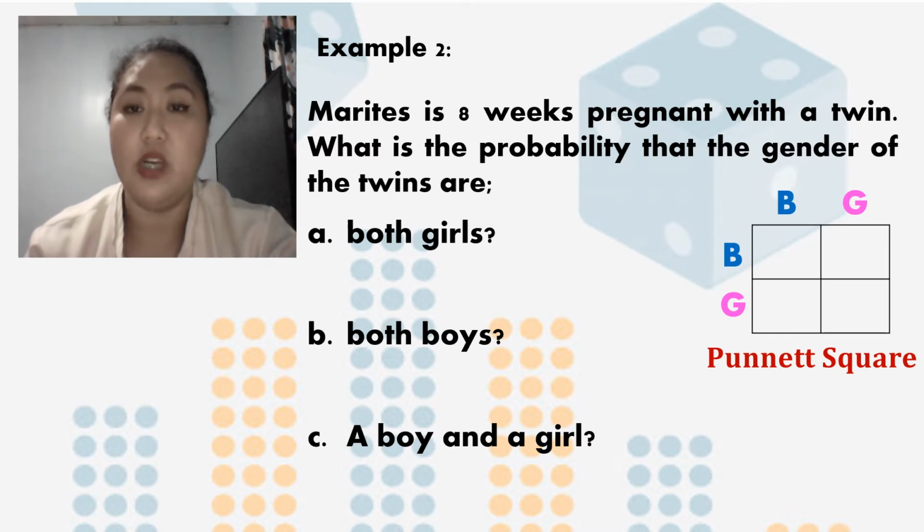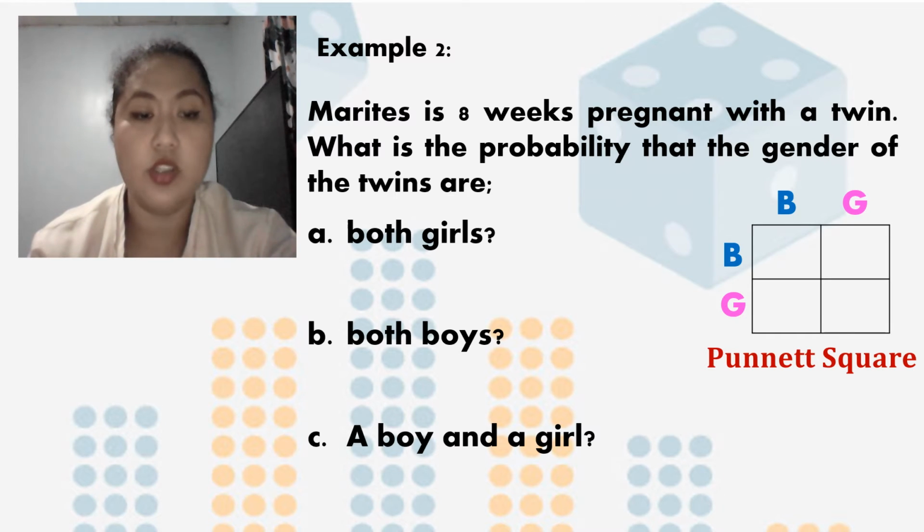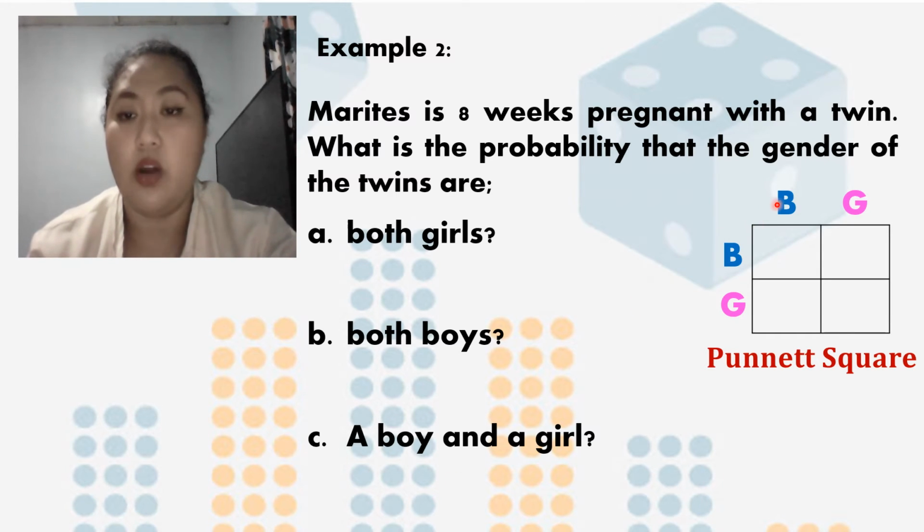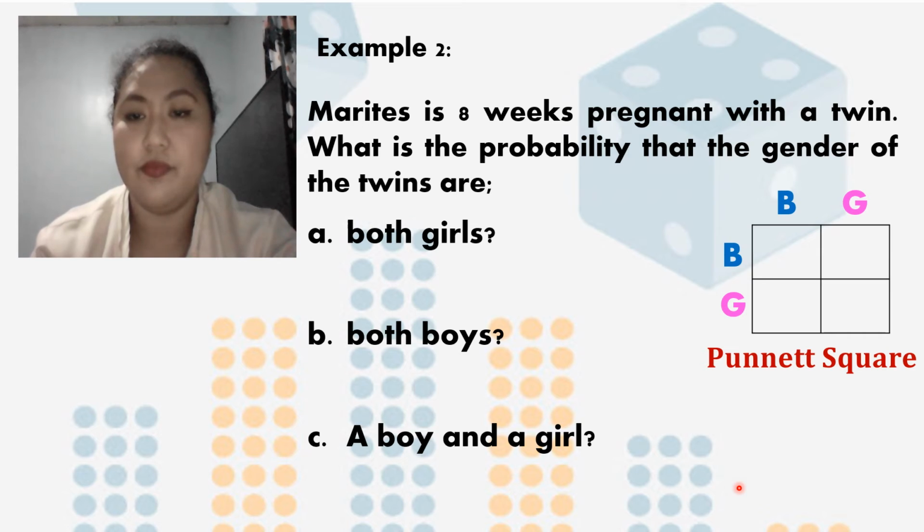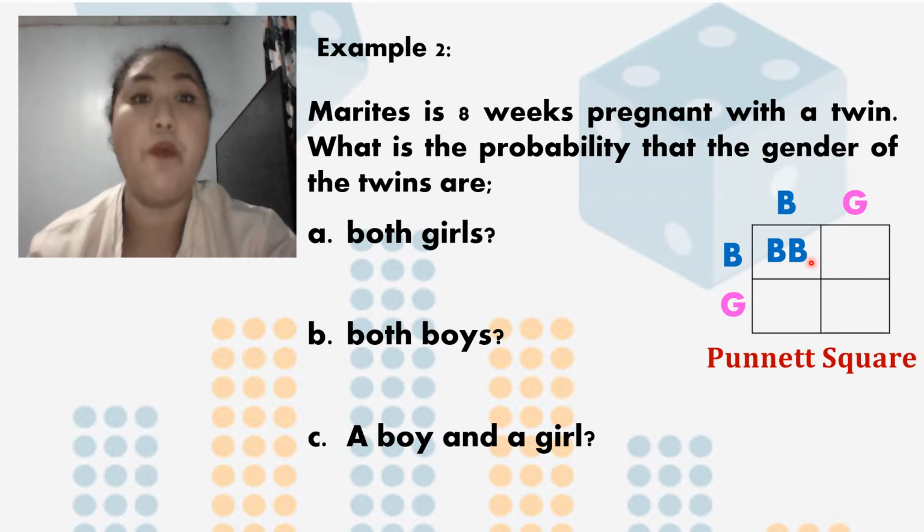So, punta tayo sa unang column. So, class, ito yung unang column natin. So, yan yung B. Tapos, yung unang row natin ay also B. So, ang gagawin natin dyan is ipagmamatch lang natin sila. So, ang result niyan is we have BB. So, ito yung boy-boy combination ng gender ng twin.